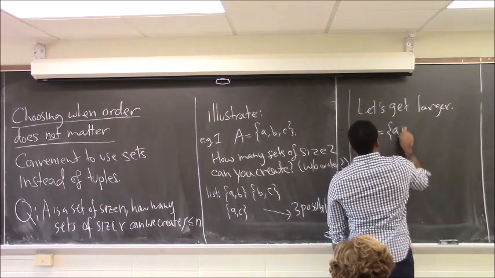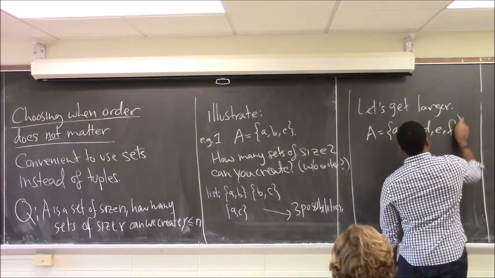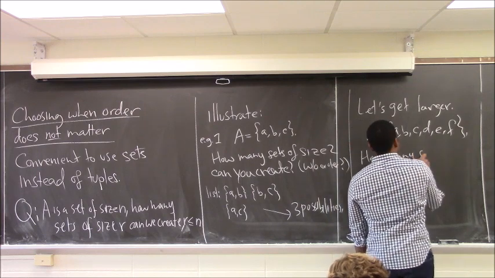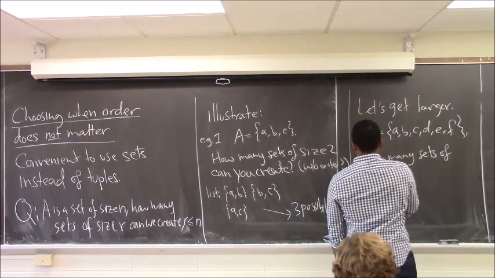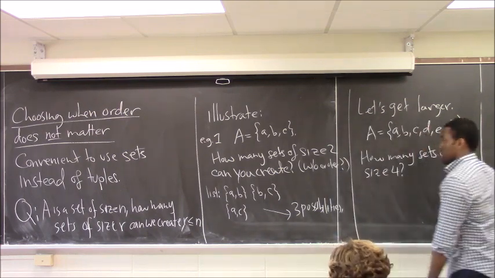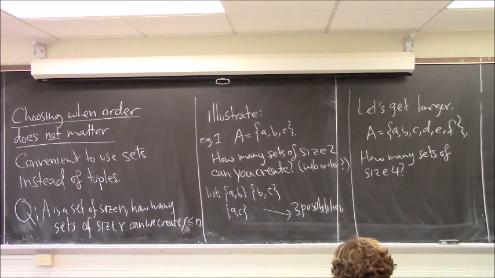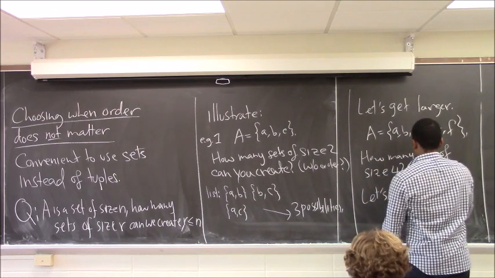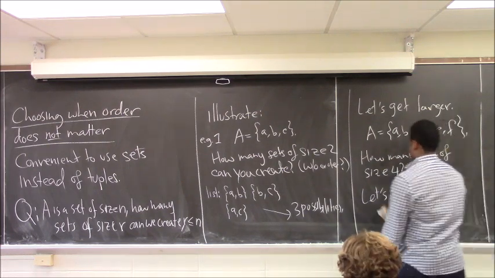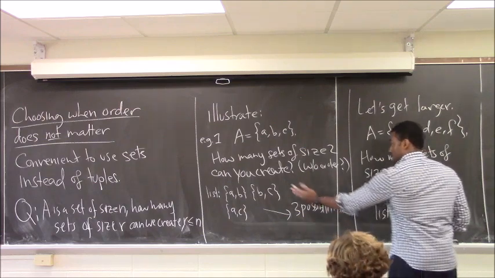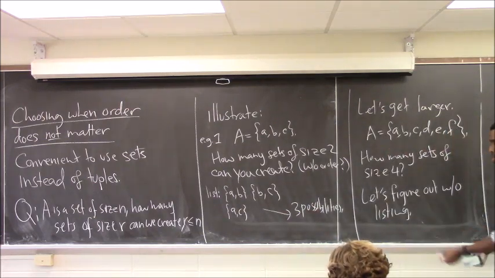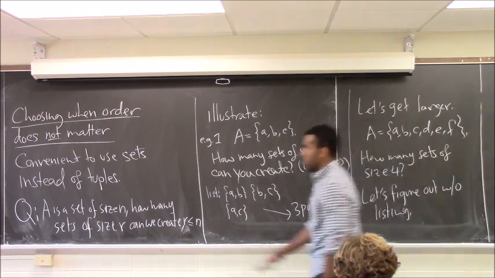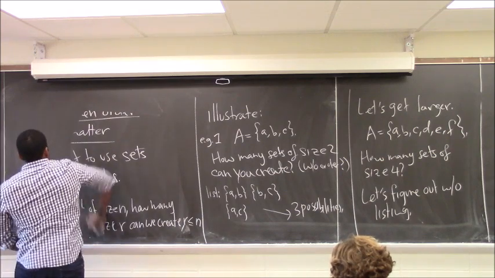A equals 6 things: A, B, C, D, E, F. How many sets of size 4? Now, there are going to be more than 3. More than I probably care to actually write down. Let's figure out without listing. Sometimes listing is important, which is why every now and then I'll throw in an example where I literally write everything out for you. But sometimes the numbers are going to get so big that you don't want to have to deal with it. So, how are we going to figure that out?